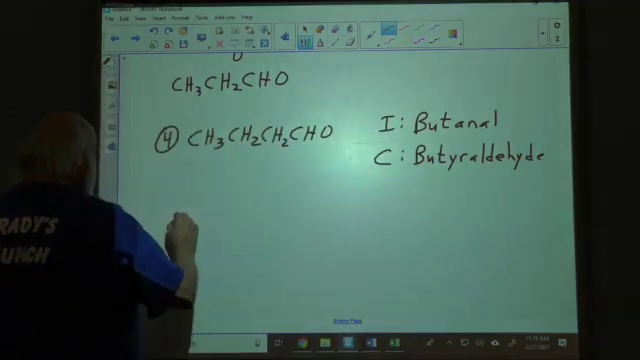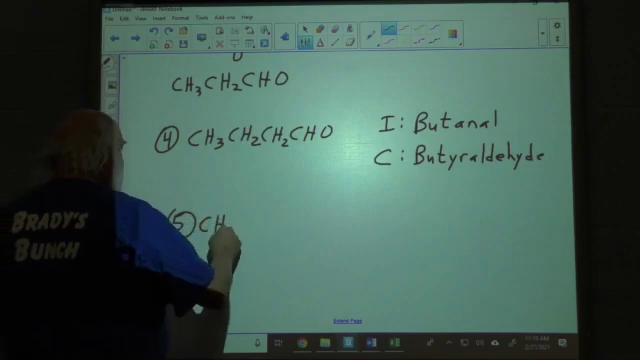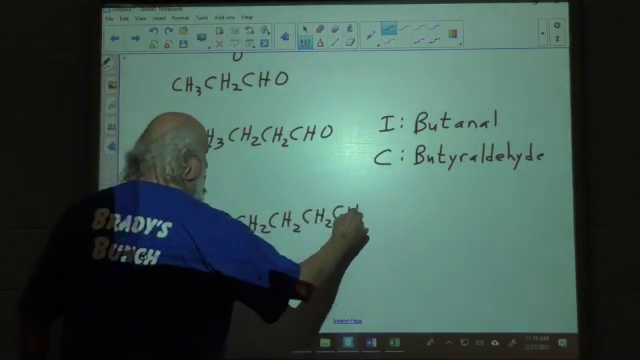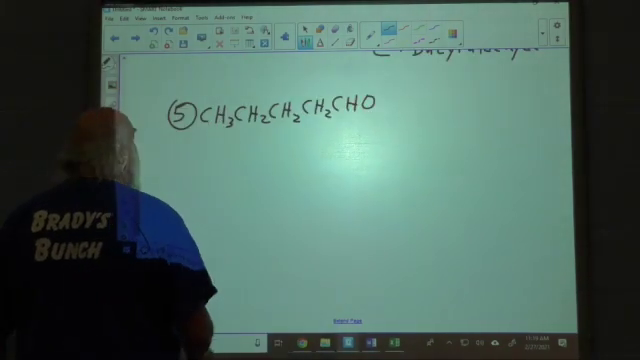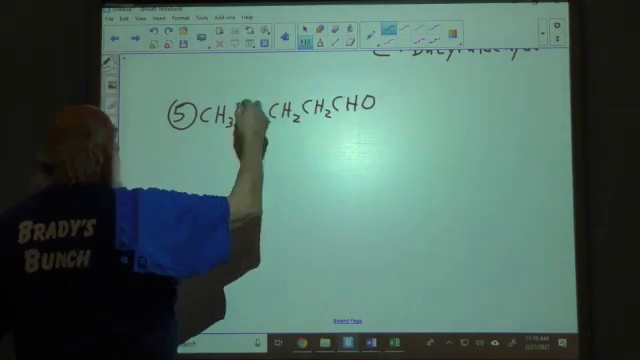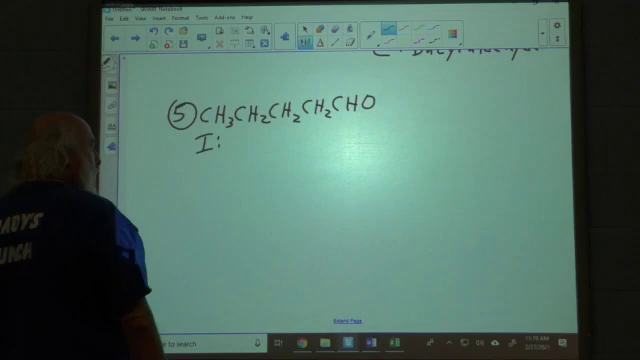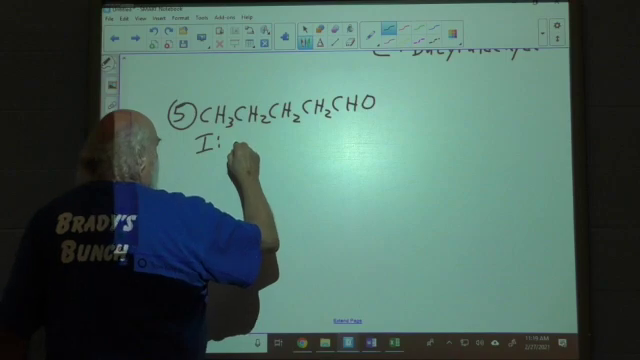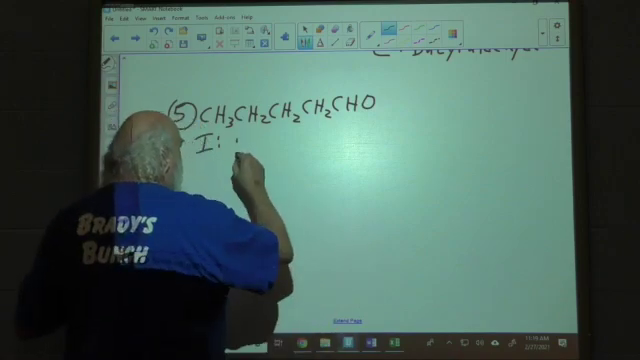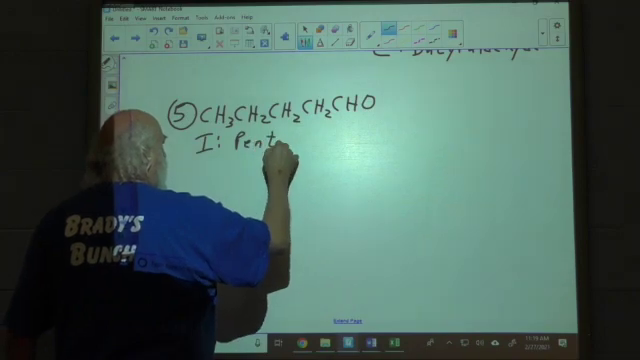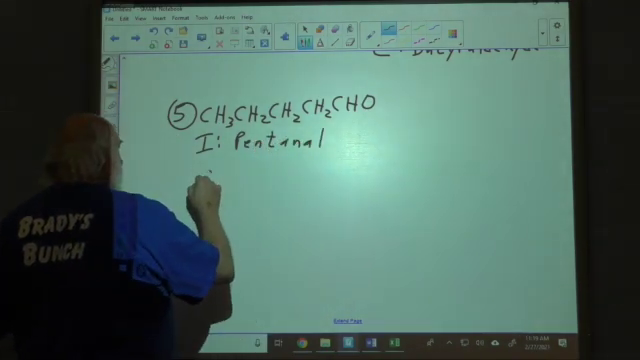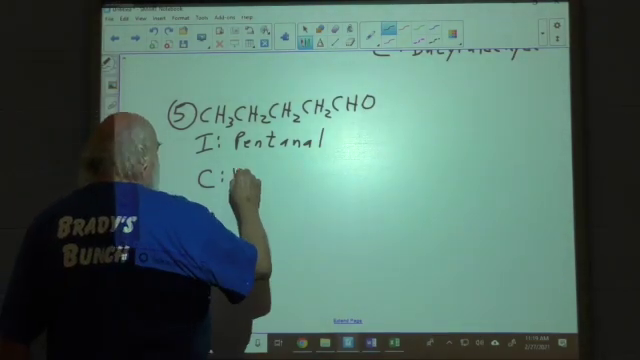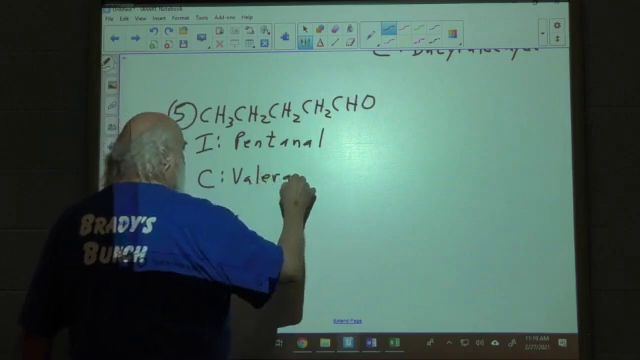Number 5, CH3, CH2, CH2, CH2, CHO. So 1, 2, 3, 4, 5 carbons. So the IUPAC name for that, instead of butane, is butanal. Sorry, pentanal. 5 carbons, pentanal. And the common name for this comes from the valeric acid, so we drop the ic acid and put valeraldehyde.